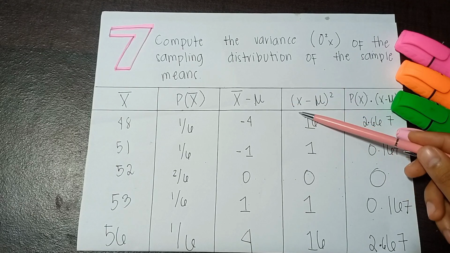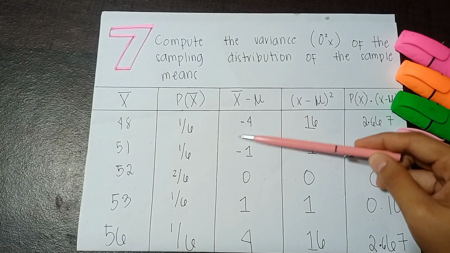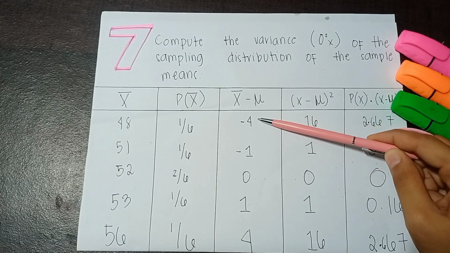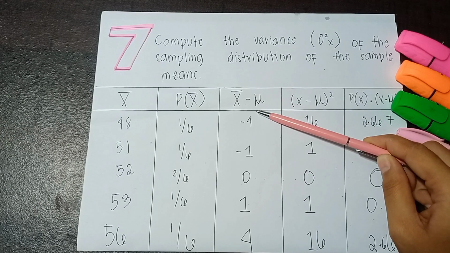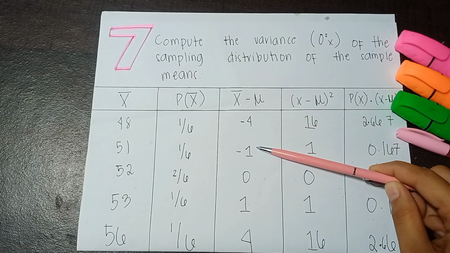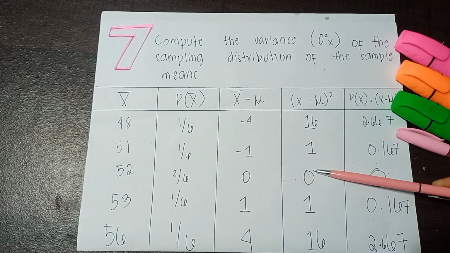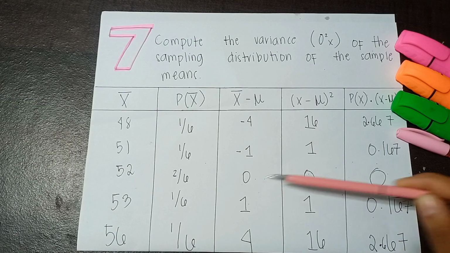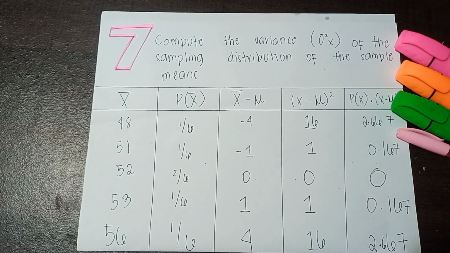To fill in the fourth column, we will just square the answers in the third column, or we will just multiply the results by itself. So -4 times -4 equals +16. -1 times -1 equals +1. 0 times 0 equals 0. 1 times 1 equals 1. And 4 times 4 equals 16.